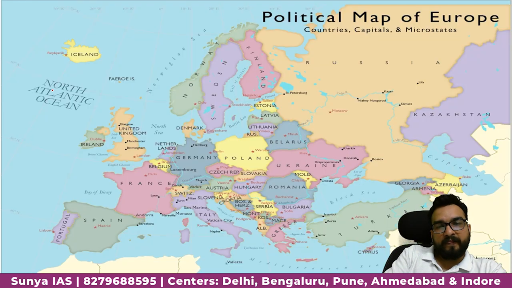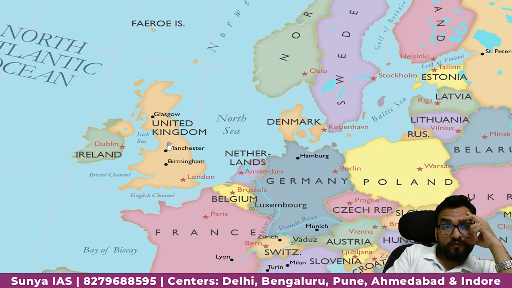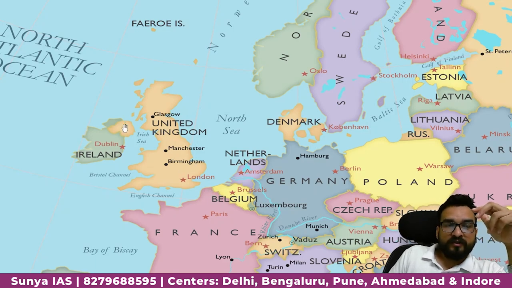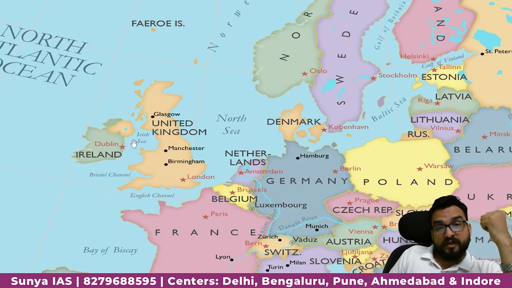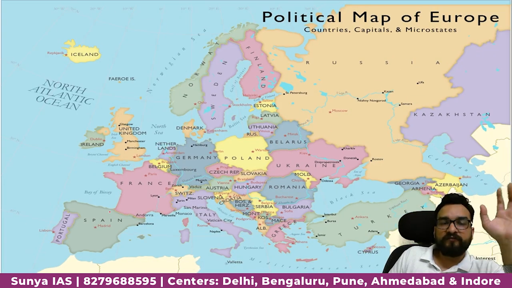Can you see? See over here, guys. United Kingdom. This Glasgow and all over here. I'll be telling United Kingdom capital is London, and Northern Ireland is also considered United Kingdom. London, right? Ireland capital is Dublin. Very famous capital, Dublin. Over here you will see, right now, don't see North Sea, Bay of Biscay, English Channel. Tomorrow's class, that will be rectified to you.